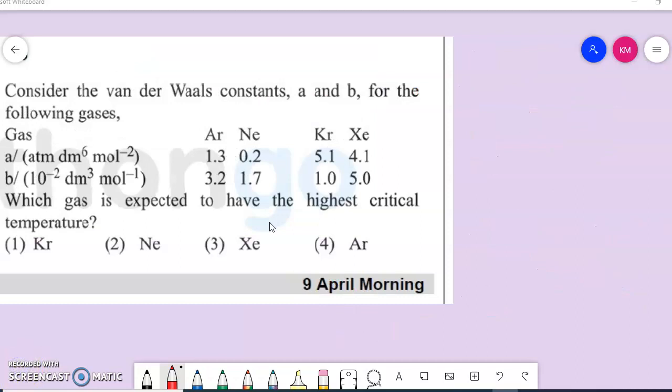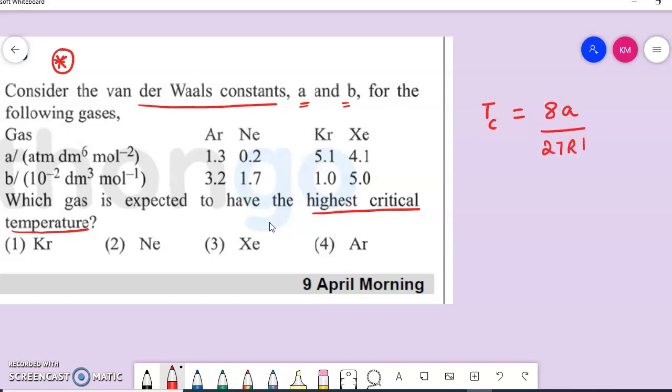The next question given here: consider the van der Waals constants A and B for the following gases. Gases are given with A and B: argon, neon, krypton and xenon. Which gas is expected to have the highest critical temperature? These types of questions are very important in JEE Mains, guys. Critical temperature, what is the formula? Tc is equal to 8A by 27Rb.